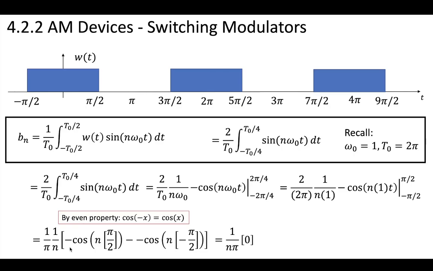Now recall that cosine is an even function, and by that even function, this means that this part inside of here is actually going to be equal to 0. So this plus this, that is equal to 0. Therefore, our b sub n is simply equal to 0, much easier than the a sub n.